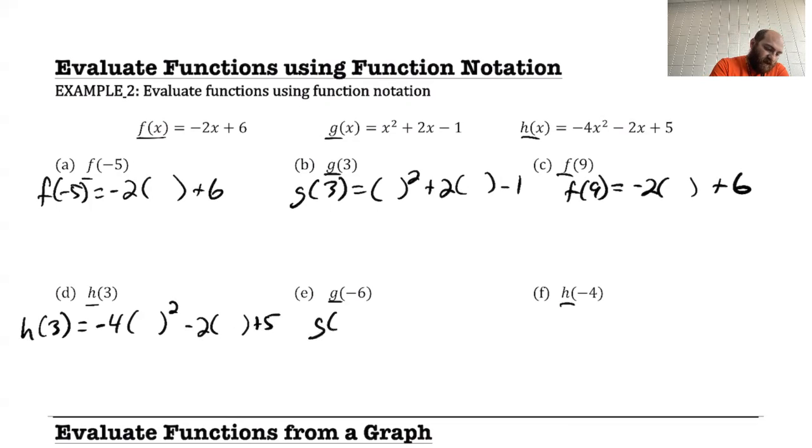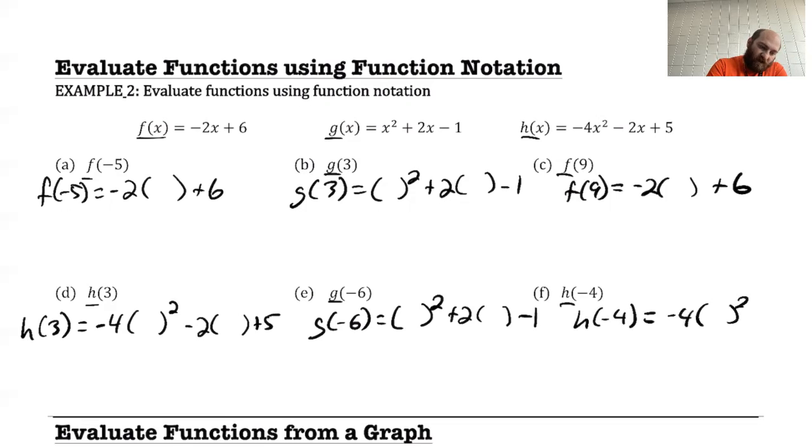Here's g again. So g of -6 is equal to parentheses squared plus 2 times parentheses minus 1. H of -4 is going to equal -4 parentheses squared minus 2 times parentheses. And I'm losing space here. So let's fix that. Oh, lost a 2. Keep that there. And then minus 2 times parentheses plus 6.